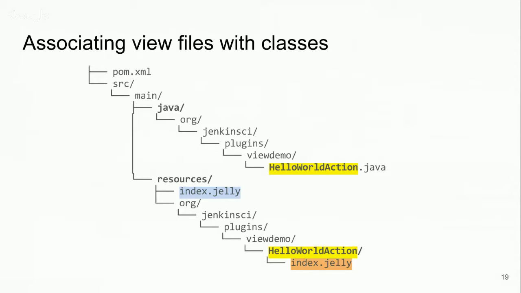Let's talk about how to associate a view with a Java class. You can see highlighted in yellow is a Java class called Hello World Action. And it has a corresponding directory in the resources folder for this project. And inside that folder, highlighted in light orange, is a file called index.jelly. And this is a resource file for this class. Highlighted in light blue is a Jelly view that is related to no specific class, but to the plugin itself. So now you know where to place these resource files that are related to a certain class.